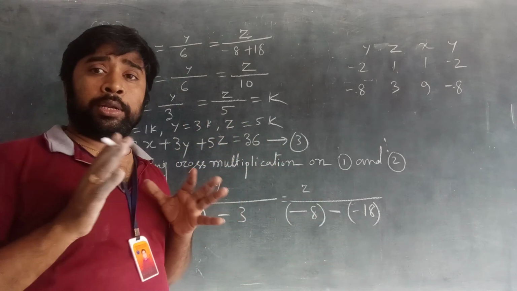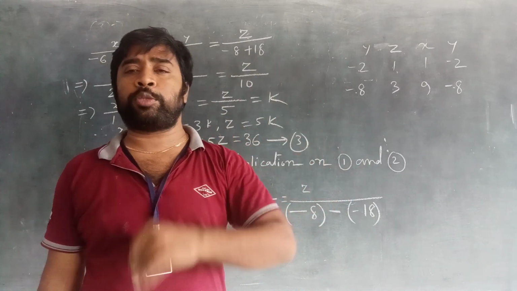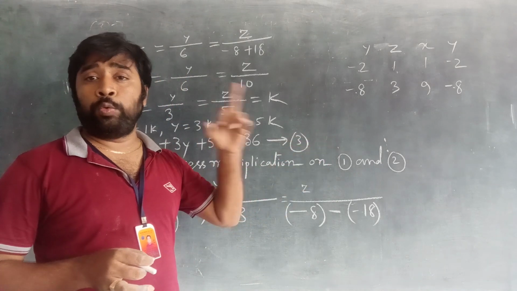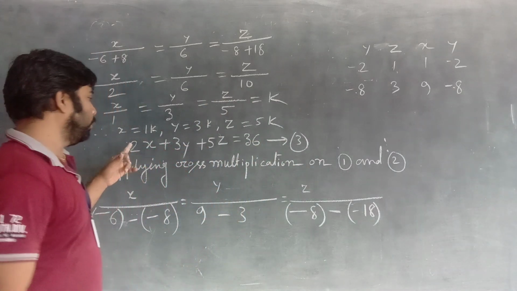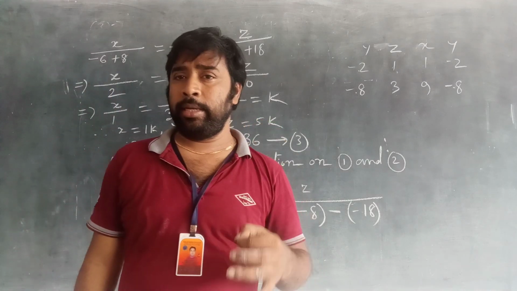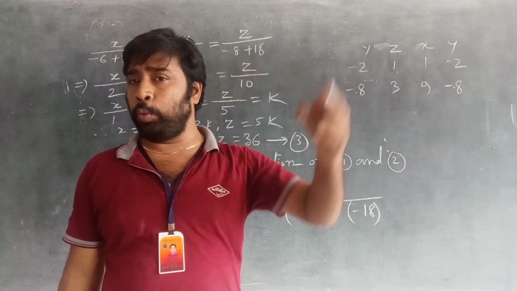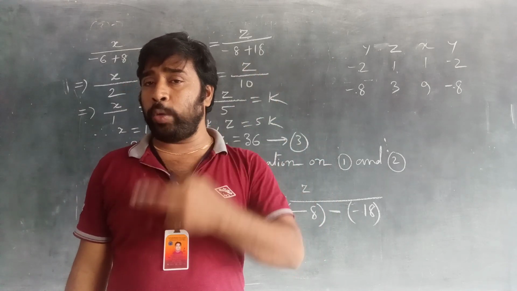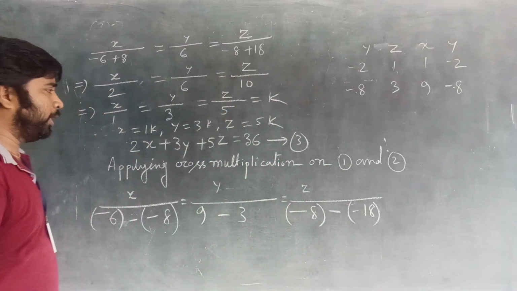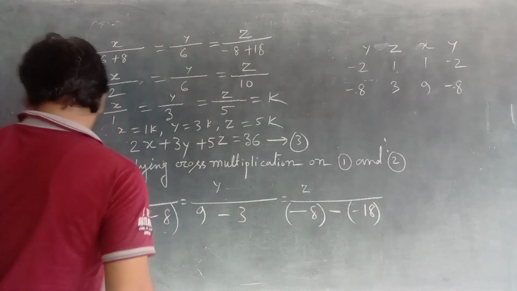Remember one thing: in the equations where we applied the cross multiplication method, we shall not put the values of x, y, z there. We shall put them in the other equation. Here we did not apply cross multiplication on equation 3, so we shall put the values of x, y, z here. If we apply it on 1 and 3, we shall put the values in equation 2. If we apply it on 2 and 3, we shall put them in equation 1. So here we applied it on 1 and 2, so we shall put the values of x, y, z in equation 3. Clear?